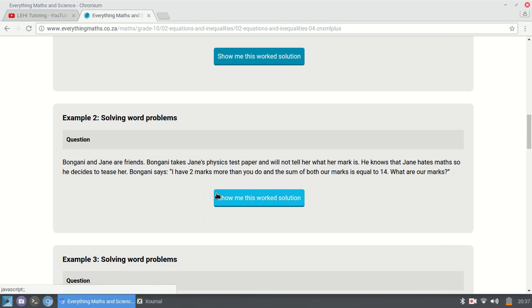Now, I don't know how to say this name. Maybe you guys can help me pronounce it, but it's Bongani and Jane are friends. Bongani takes Jane's physics test paper and will not tell her what her mark is. Well, that's okay, I guess that's understandable. He knows that Jane hates math, so he decides to tease her. Bongani says, I have 2 more marks than you do, and the sum of our marks is equal to 14.